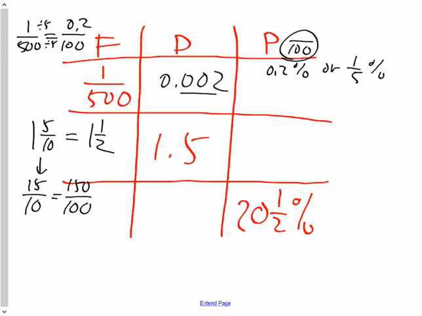So once we have it like that, we know that 15/10 is equal to 150 over 100. So therefore, 1.5 actually represents 150%.